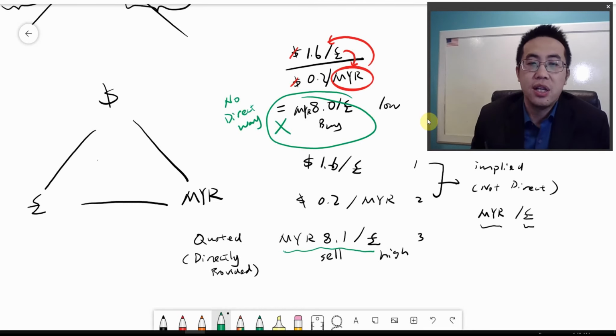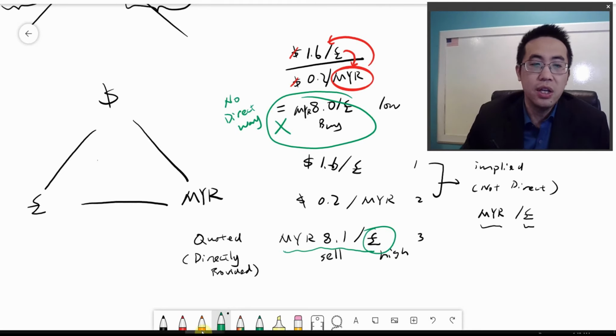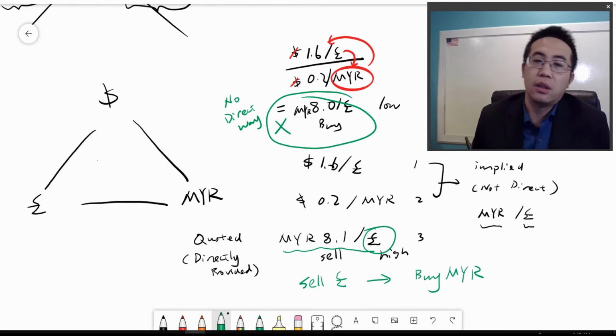If you want to sell it, then you should know that the currency you are selling is the currency to the right of the slash line. So you are selling pounds. When you sell at this rate, essentially that means you sell pounds and simultaneously buy ringgit. If you sell pounds, that means you need to have some pounds in your hand first, so you can make the pound to ringgit transaction.